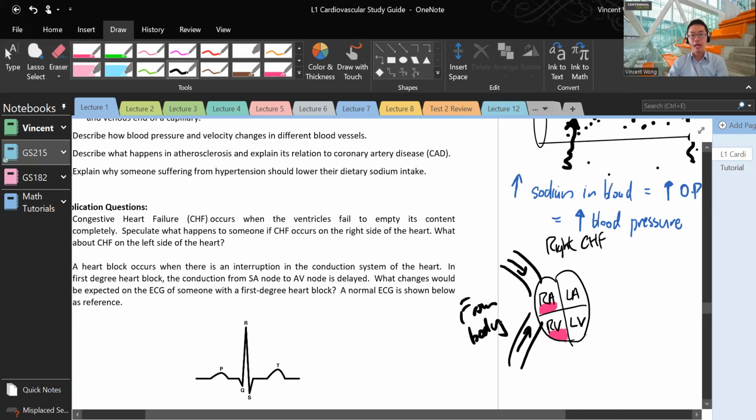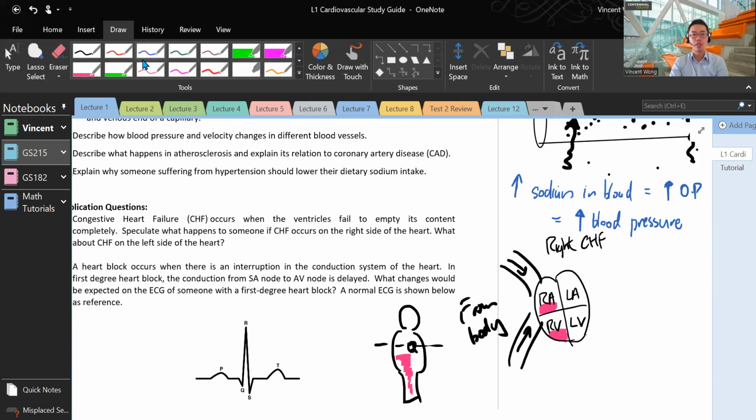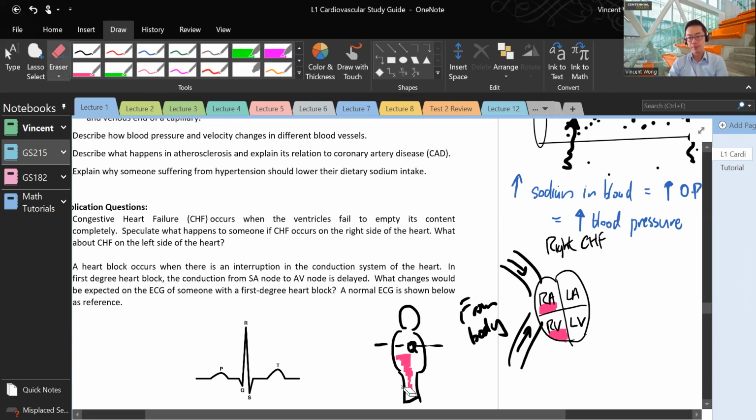From the body. And since the human here, the heart is right here, since we are pooling blood in the body, and because of gravity, most of the blood will now be pooling at the lower half of the body. And that would cause the increase in blood volume in the lower extremities, which would then push more fluid out of, say, the legs, right? And that would cause swelling at the legs. So that's right congestive heart failure.